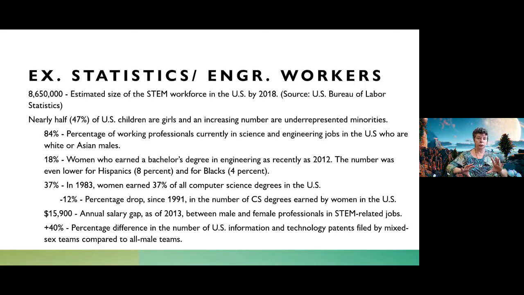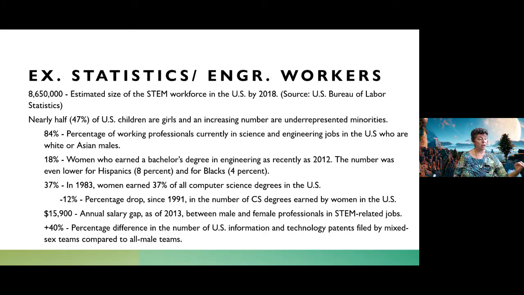And then if we look at the engineering workforce, 84% of the professionals currently in science and engineering jobs in the US are white or Asian males. But wait a minute, almost 50% of the US is female, but 84% of the workers in our industry are male. 84% are white or Asian. Where are the blacks and the Hispanics, etc.? Second point, 18% is the number of women who earned a bachelor's degree in engineering in 2012, okay? That was the statistic in this particular data I was looking at. At that time, the statistics for Hispanics were only 8% and for blacks were only 4%. But Hispanics and blacks and women are much bigger percentages of our population than this, okay?